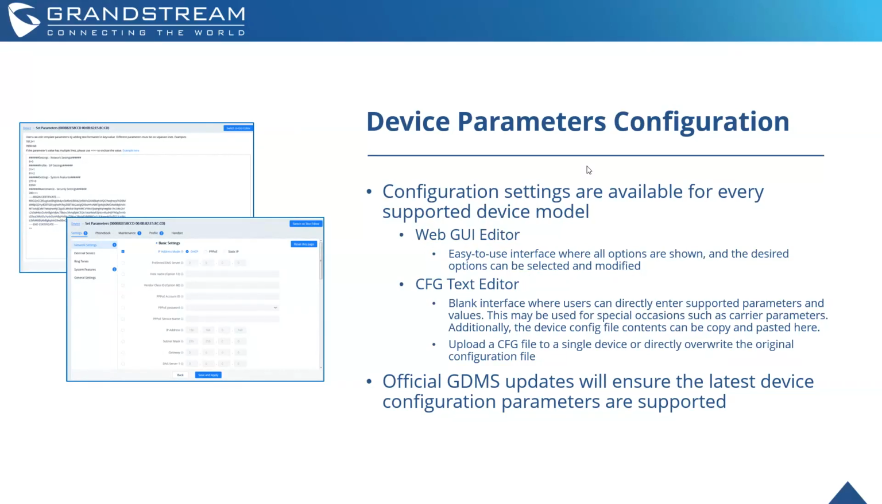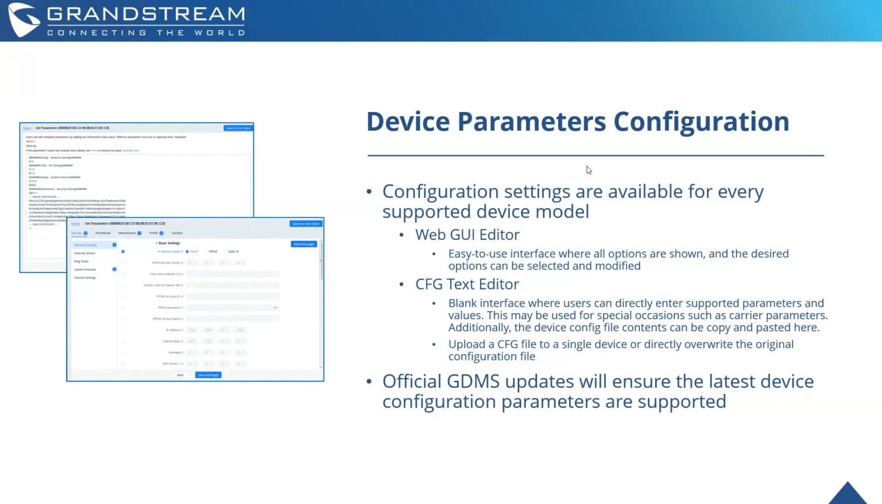All right, so configuration settings are available for every single one of our supported device models. There's a few different ways to do it. Probably the most common one, and the one I will be showing you all today, will be done through the Web GUI editor. It's an incredibly easy to use interface where all possible options are shown and desired options can be selected and modified. So what this means is you actually don't have to configure every single thing from the cloud, from the GDMS. You can actually choose to only configure and push certain settings.